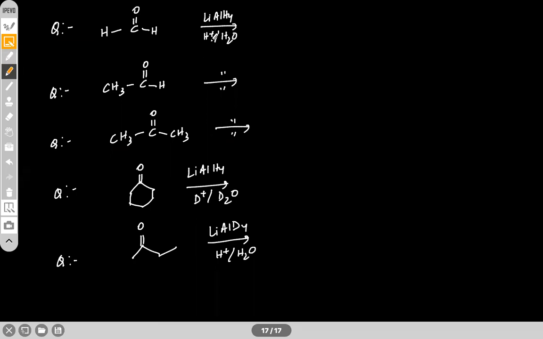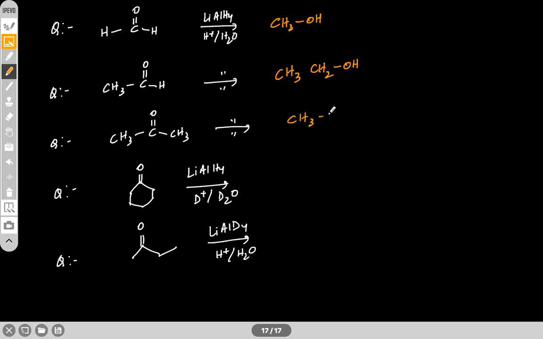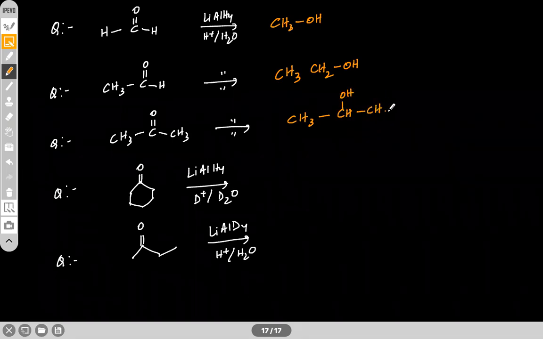Okay, so this is LiAlH4 and H plus H2O. So obviously we have formaldehyde. We need to add H on the carbon and on the oxygen. So the answer would be CH3OH. Right? This one is an aldehyde. Obviously it gives primary alcohol, and that would be CH3CH2OH. This is a ketone, it gives secondary alcohol, CH3CHOHCH3. Because here everywhere we have hydrogen, so we don't have to think anything over here.